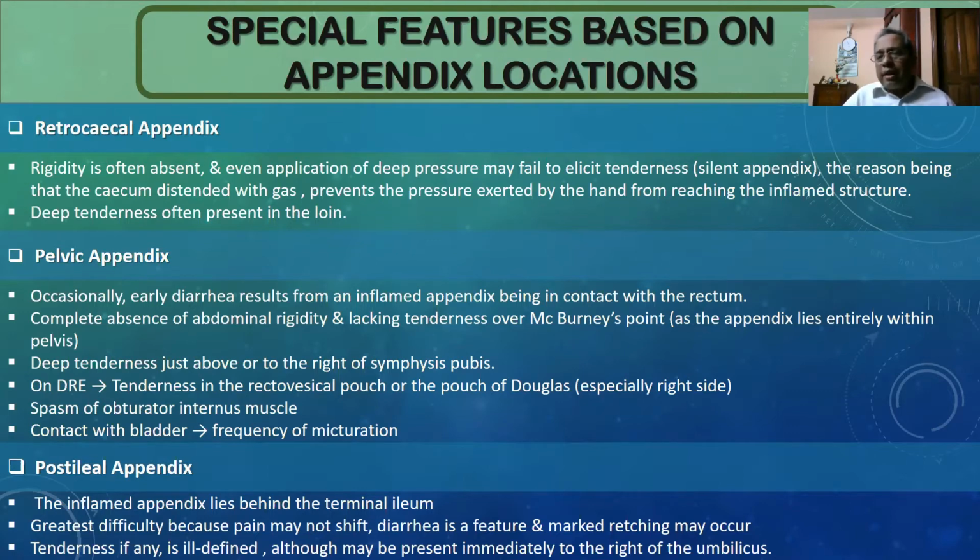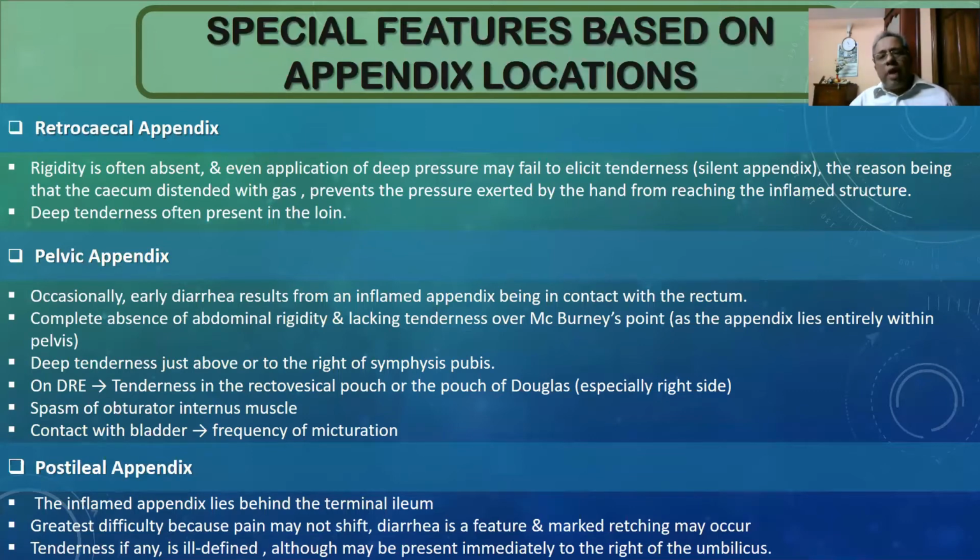Without digital rectal examination, an abdominal examination is never complete. If we do a digital rectal examination, we can easily elicit tenderness on the right side of the pelvic wall, in the rectovesical or rectovaginal pouch of Douglas, especially on the right side. This can also give a clue that the patient may have appendicitis of the pelvic variety. There may be spasm of the psoas muscle, so hip rotation may cause pain. When the inflamed appendix touches the bladder and irritates it, there is increased frequency of micturition.